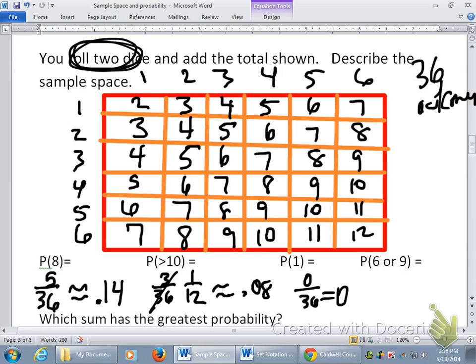Now, this last one's an interesting one. What about the 6 or the 9? How many times can I get a 6? 2, 3, 4, 5. There's 5 different ways for me to get a 6, right? How many ways are there to get a 9? 4. So how many ways are there total? Ooh, that should be 36, sorry. So there's 9 out of 36 ways for that to happen total, right? Which does reduce, of course, to 1/4, which is 25%.